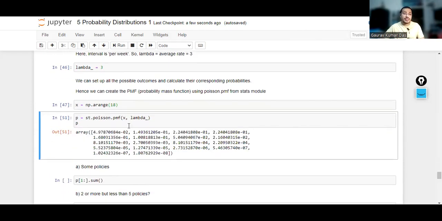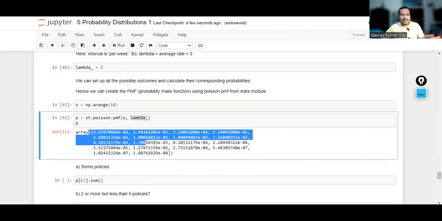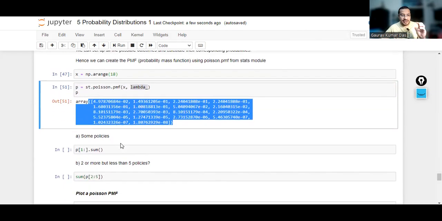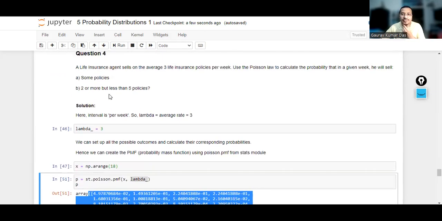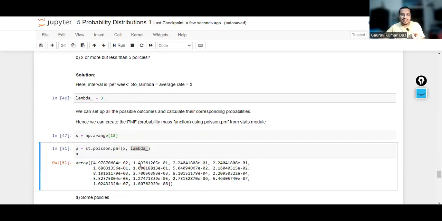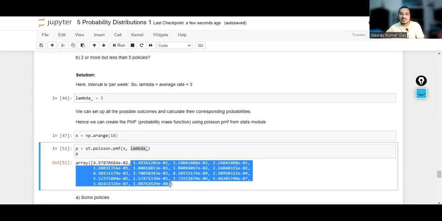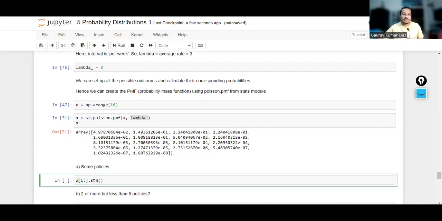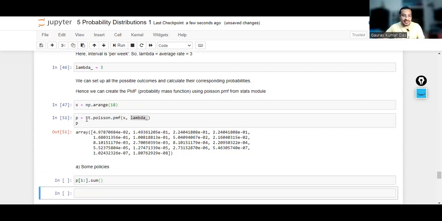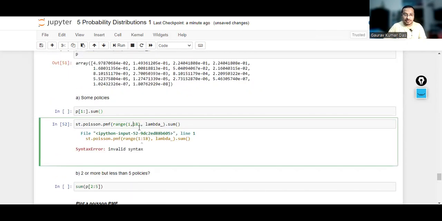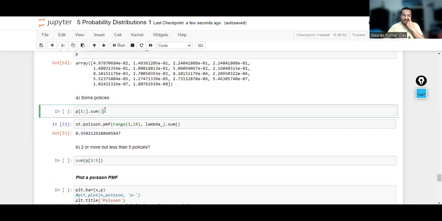Okay, let's do the way we have been doing so far. Put the value of X, put the value of lambda, get the probability distribution, right? And then you can answer the questions. What is the first question? Some policies. Some policies will be, this is for 0 policies. This is 1 policy. So from 1 onwards, you have to sum up all the probabilities. See, P of 1: dot sum. Done. Okay. Or I can put it directly inside the function. See, instead of X, I'll say 1:, whatever it is, 18, right? Total, and do dot sum. Oh, this will be comma, no? Same thing, no? This is also the same thing.